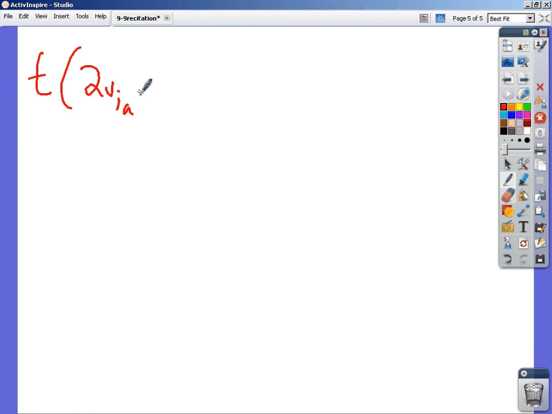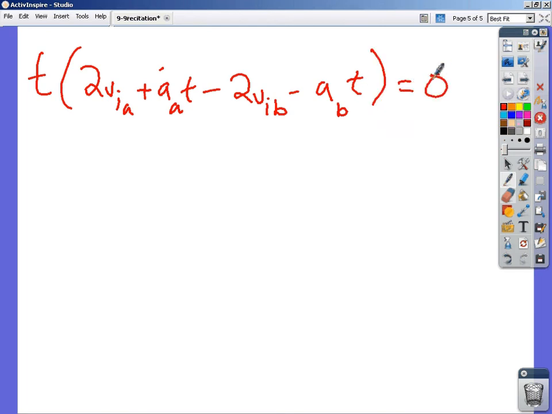You can actually go a couple different ways from this point. You can see that there are two things in common with the velocities and the accelerations. So what I would do is, let's see if this makes sense to you, if I do it in one step. The t is still factored out. What I'm going to do is take the 2 here and factor it out of the velocities. So I'd have 2 times VIA minus VIB.